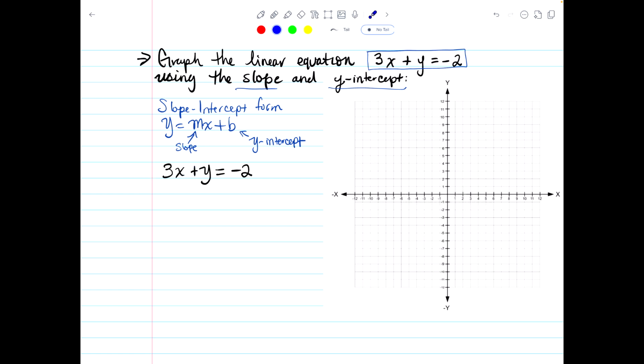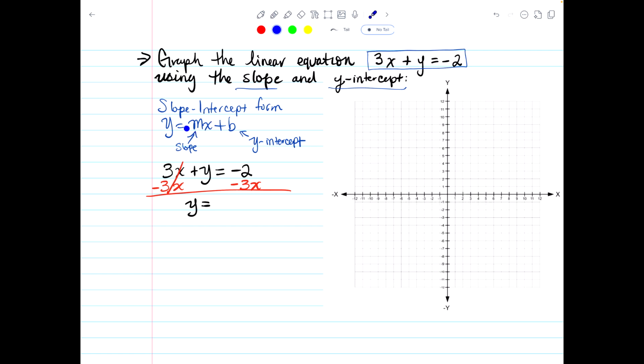I see y and I see a 3x. 3x is being added to y, so we have to get rid of 3x by using the opposite operation, the inverse operation. So if I have a positive 3x, I'm going to subtract 3x on both sides of the equation. These two cancel out, and I have y equals, well, these two terms are not like terms, so I cannot combine them.